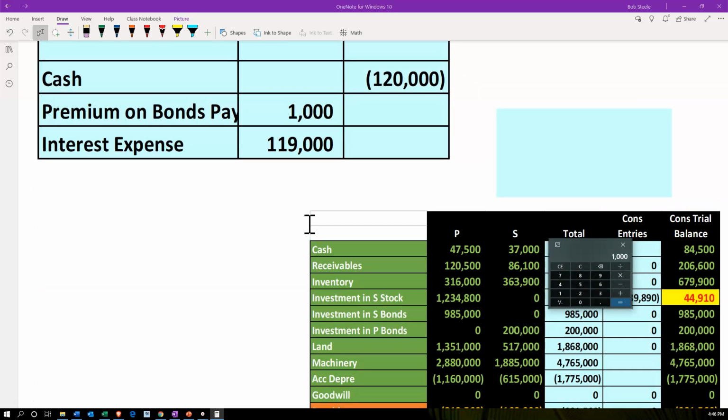So that's going to be it for the first half here. And then next time we'll go into the actual consolidation journal entries in the second component.